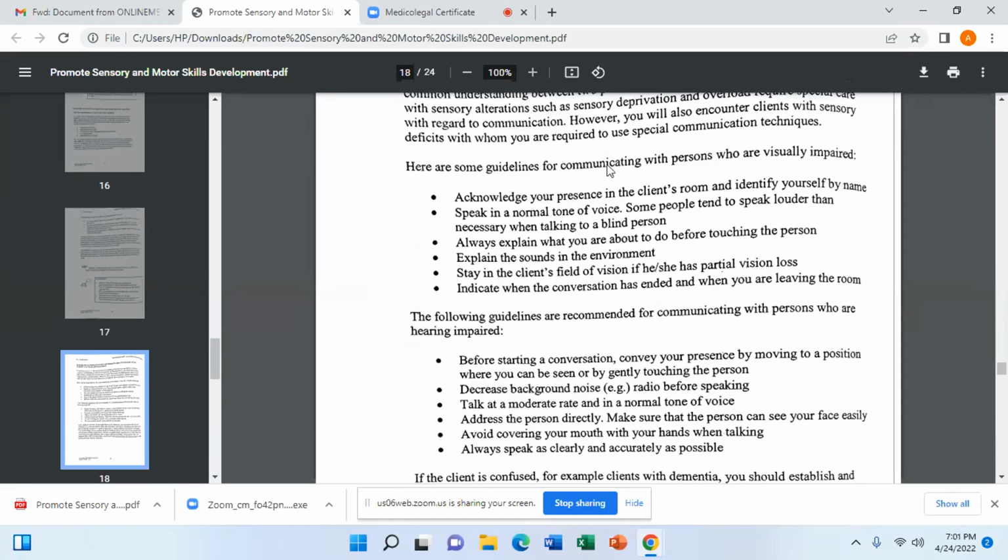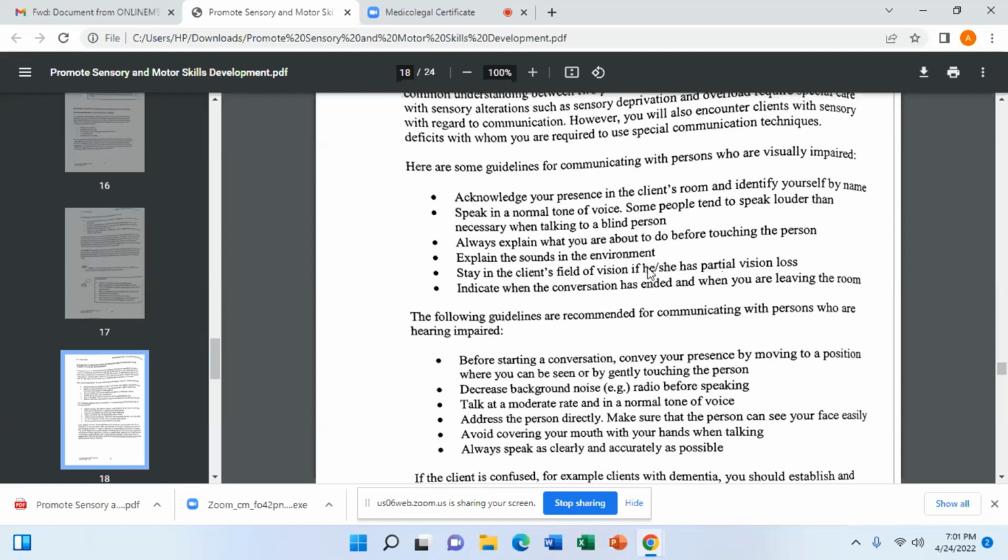It said here are some guidelines for communicating with persons who are visually impaired. So visually impaired, hearing impaired. For visual impairment, acknowledge your presence to the person when you come in the room, identify yourself, and speak in a normal tone. Some people tend to speak louder because they think that the person can't hear, but the person can hear. It's just that they can't see. You're screaming, thinking that they can't hear, when they can hear perfectly fine. Always explain what you are about to do before touching the person. Explain the sounds in the environment and stay in the client's field of vision.